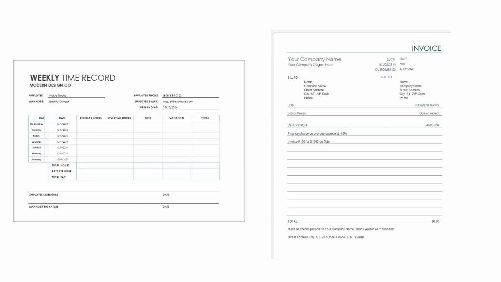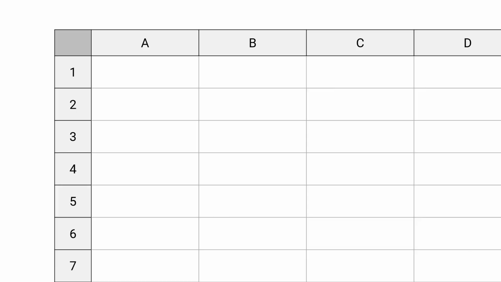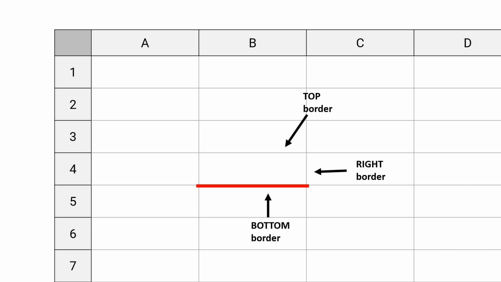When you're creating forms like invoices or timesheets, maybe you don't want all of those lines, it just looks messy, but you do want a few lines so the data, the information, whatever is typed or written in is clearly organized and formatted. Each cell has 4 sides. There's a top border. There's a right border. There's a border on the bottom of that cell, and there's a left border.